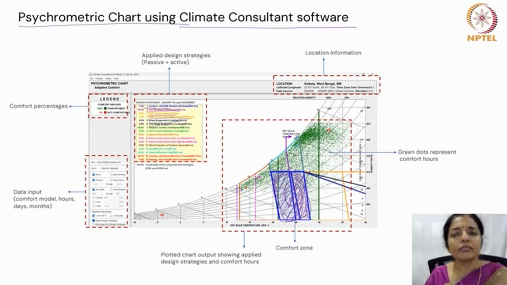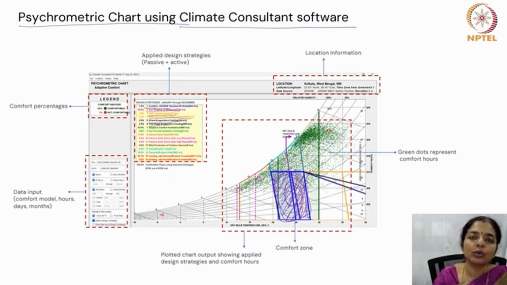So comfort ventilation, 44.5% of the year can be made comfortable by increasing natural airflow for Kolkata. Sun shading of windows, 25.5% of the year reduces solar heat gain and keeps indoors cooler. High thermal mass, 2%. See, you can see this written here. 2% is written here. So 2% of the time, high thermal mass can absorb heat during the day and it releases it at night to maintain comfort.